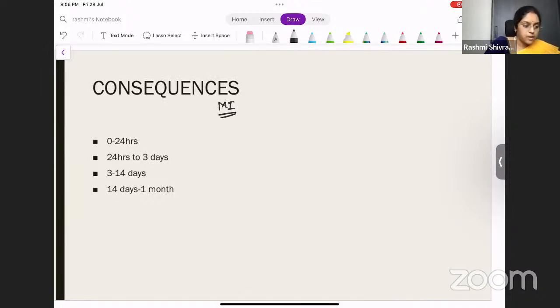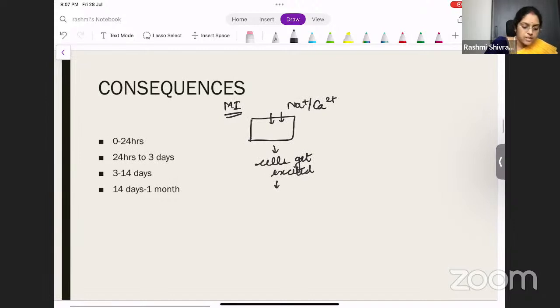Because of this MI, what happens? The cells become more permeable to sodium and calcium. Because of this ischemia, they become more permeable. Then the cells get excited. What happens when there is excitement? They get arrhythmias.